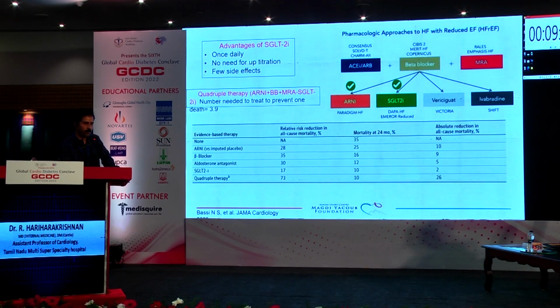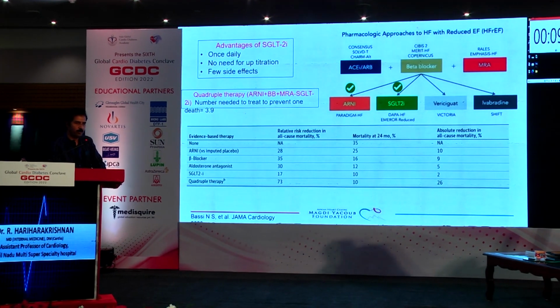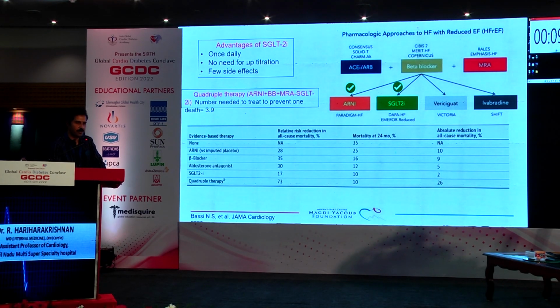So these are the 4 major pillars of heart failure with reduced ejection fraction. As our previous speaker clearly explained: beta blocker, MRA, ARNI and SGLT2, these are the 4 pillars. If you use the quadruple therapy, the cardiovascular benefits and mortality benefits are maximum.